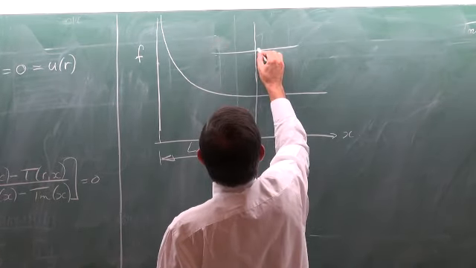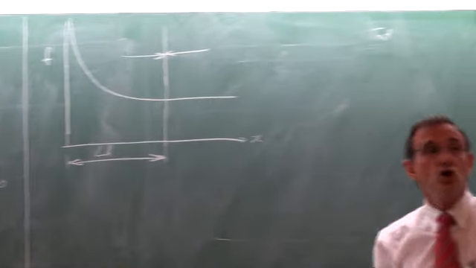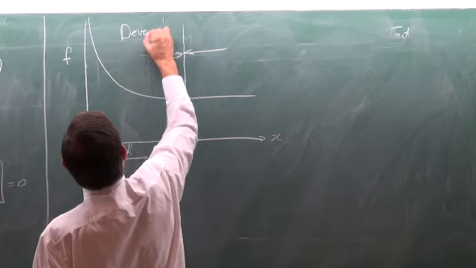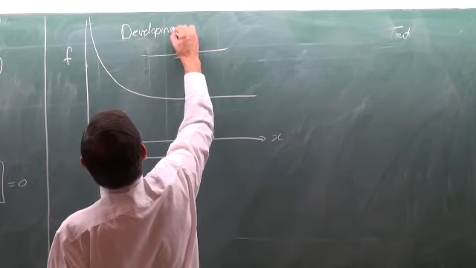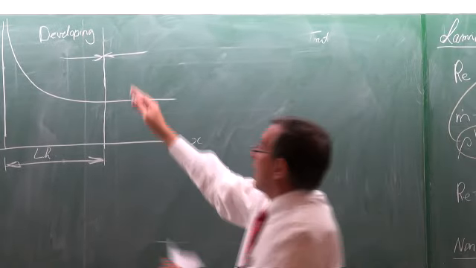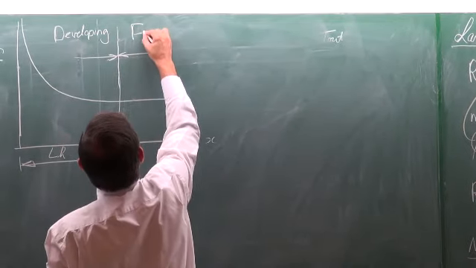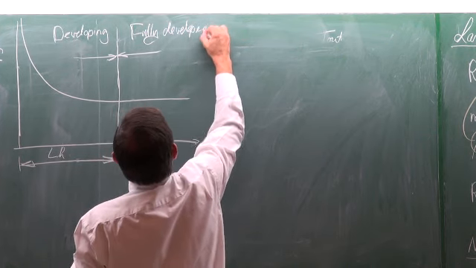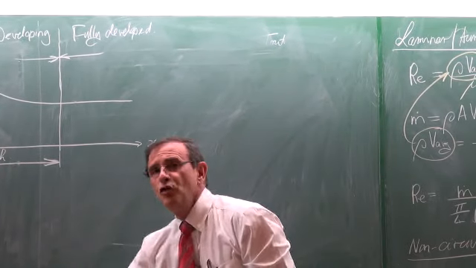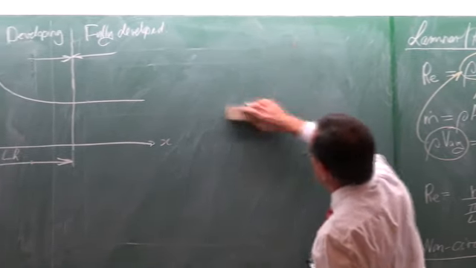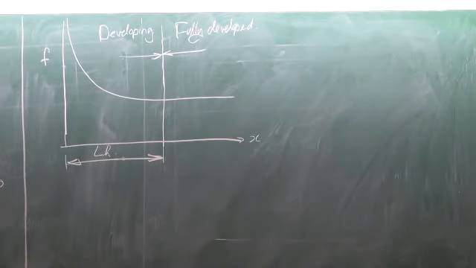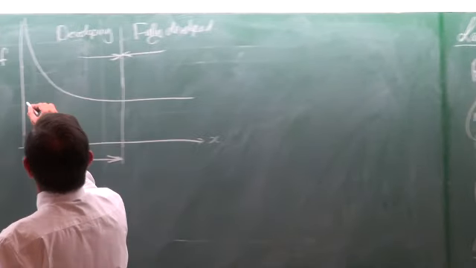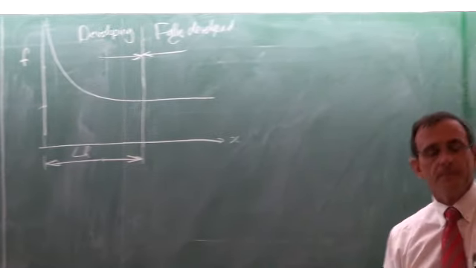So what we're going to do a lot in this course is refer to developing flow, while here it is fully developed flow. Developing versus fully developed flow. So we can see at this point here the friction factor is a constant.